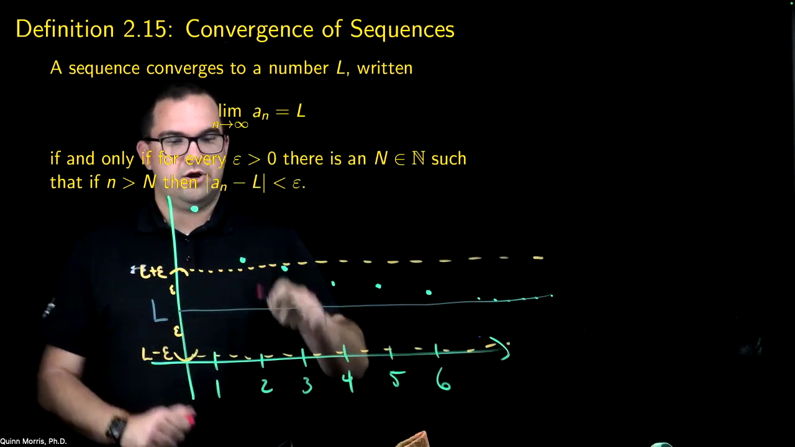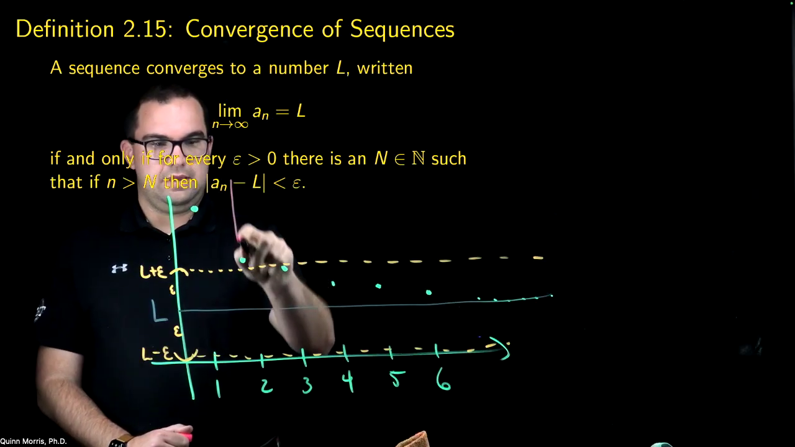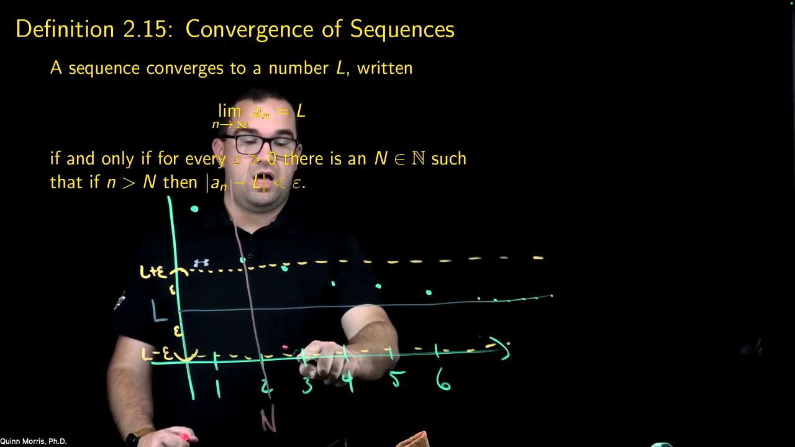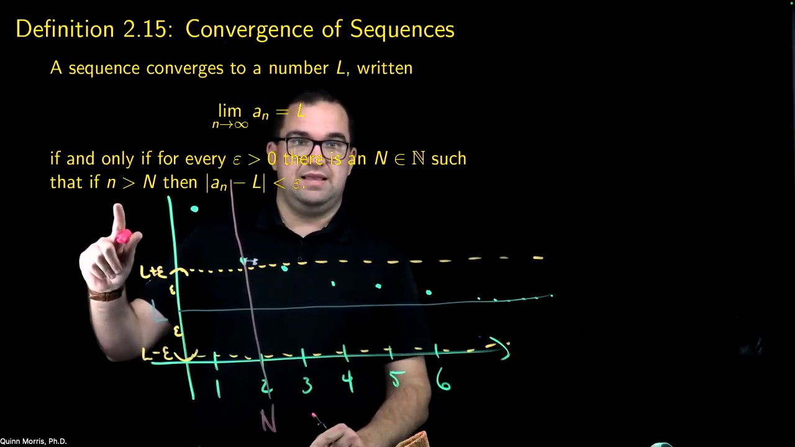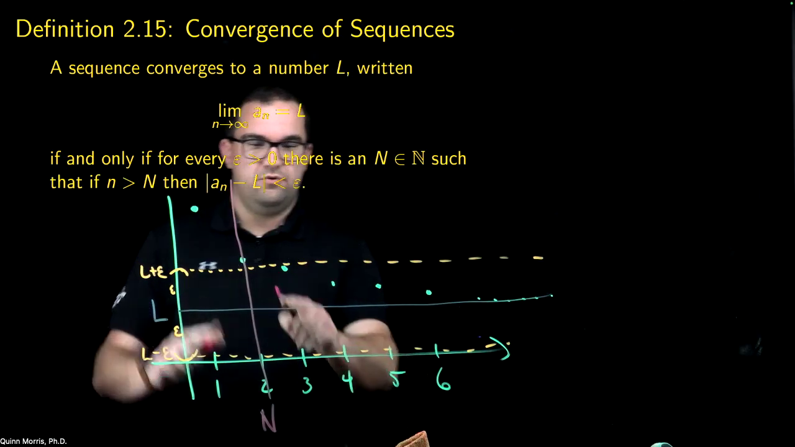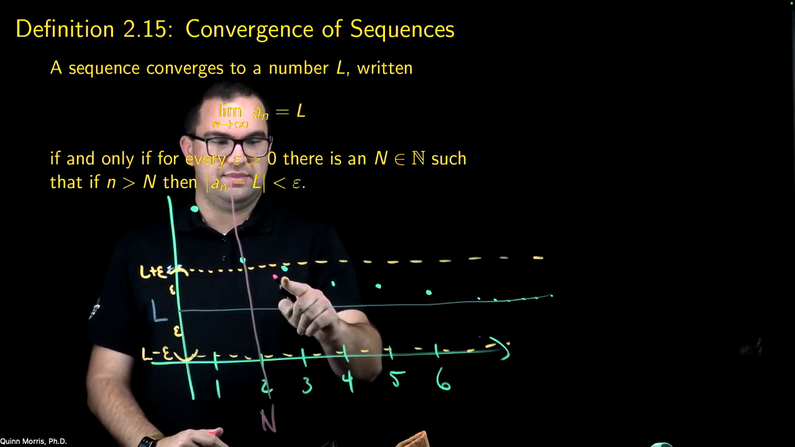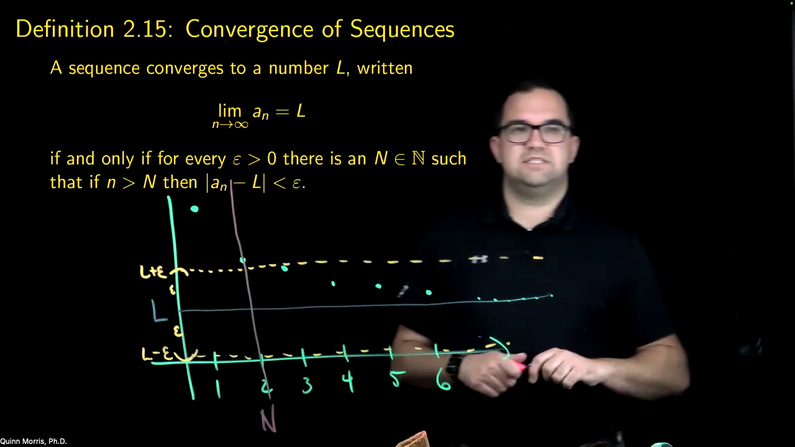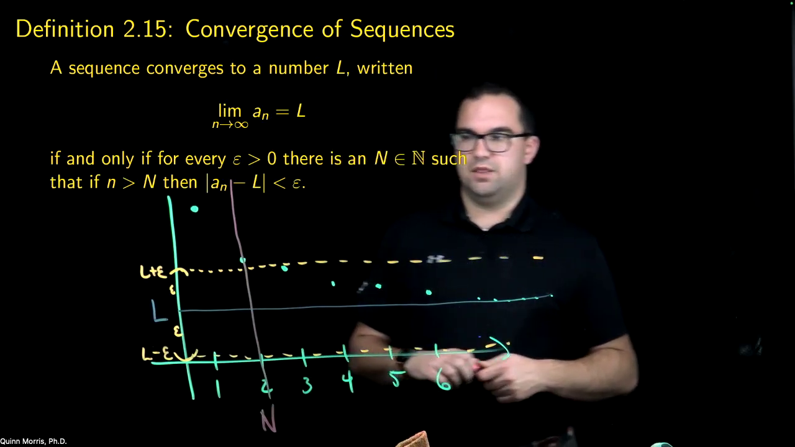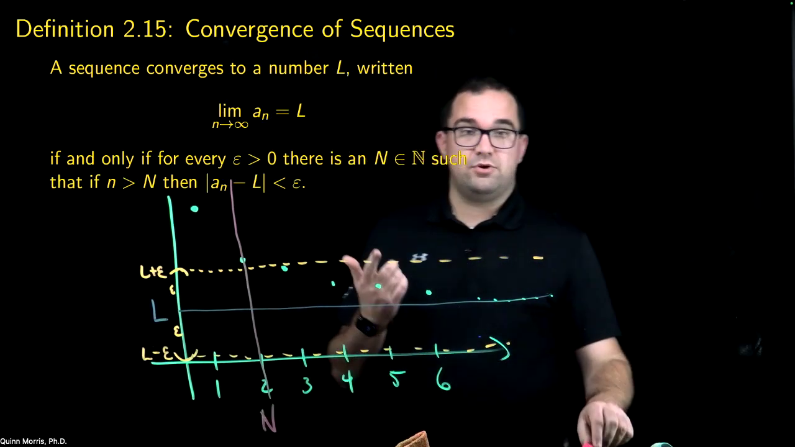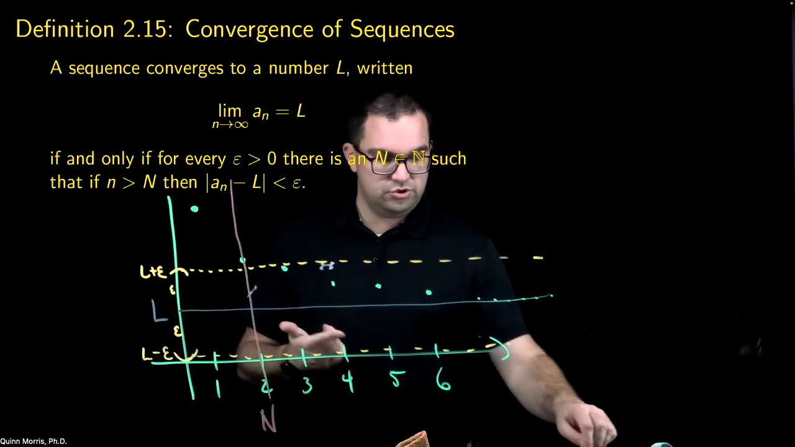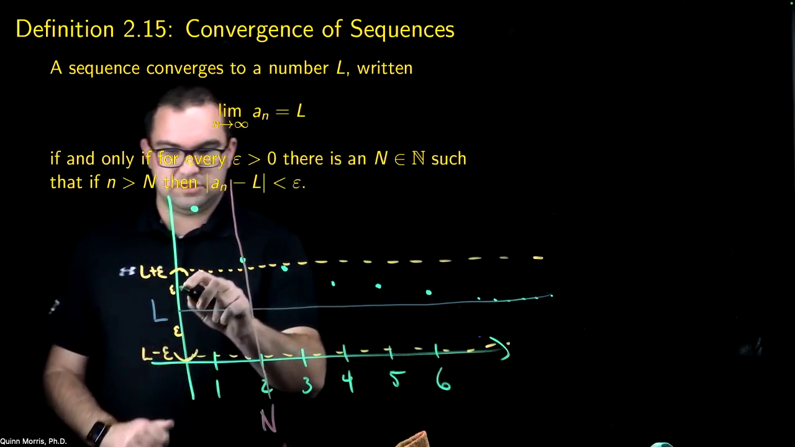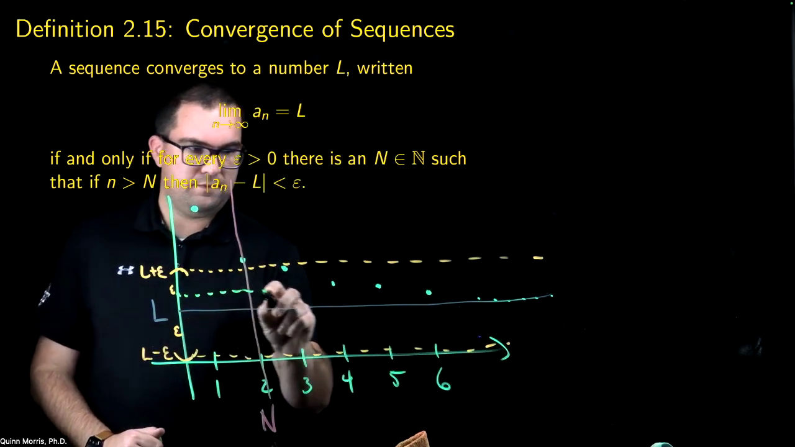of L. So here, my capital N would be 2, because if I go beyond that, so when little n is greater than capital N, for any element in my sequence beyond the second one, now all of my sequence values are within epsilon of L. And of course, I have to be able to do this for every epsilon, right? So you could choose a different epsilon band, right? So maybe you come back in here and you choose a slightly smaller epsilon.